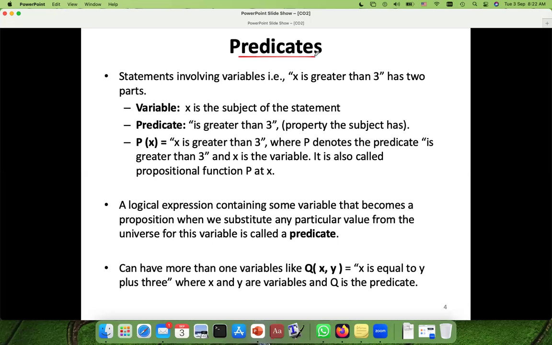And here we have the definition of predicates. What is a predicate? When some sentence is given to you, there would be two things in that sentence. The first thing would be the variable, and the second thing would be the predicate. For example, if you have this sentence in front of you, x is greater than 3, then clearly x is something which is called the variable in this sentence.